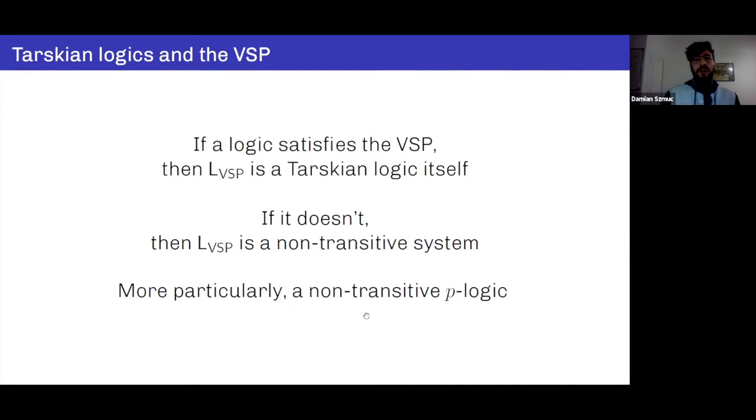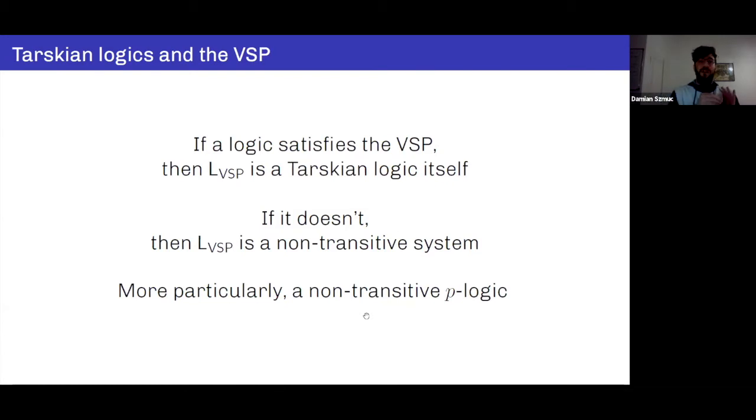So if the logic itself satisfies the variable sharing property, trivially, you're not cutting anything because it already had the property, right? So basically, one example could be Belnap-Dunn four-valued logics. So the first degree entailment fragment of R, or of E, is a Tarski logic and it satisfies the VSP. If you just restrict it further, you're not doing anything. But what happens if it doesn't?